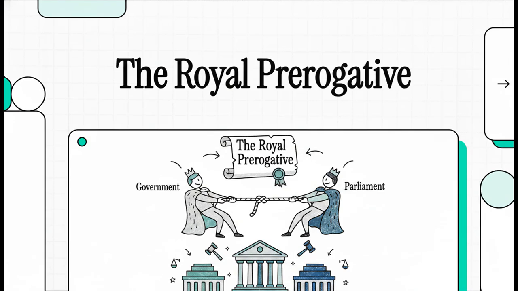Okay, let's dive into this. Welcome to today's Explainer, where we're going to dissect the actual constitutional mechanics behind some of the UK's most explosive modern legal battles. We're looking at this fascinating, centuries-old tug-of-war between the government and parliament. And right at the very heart of this conflict is a concept known as the Royal Prerogative.